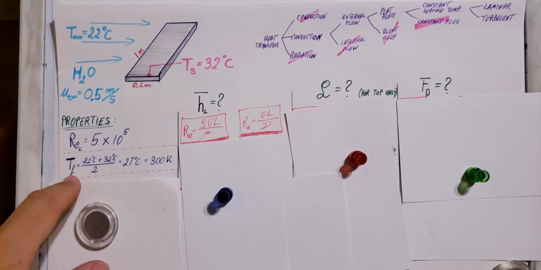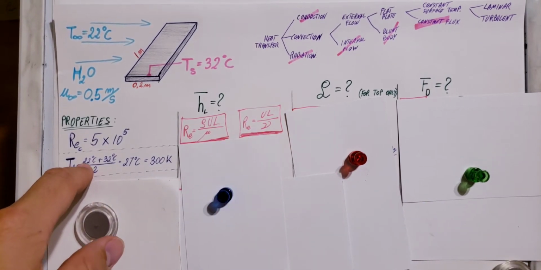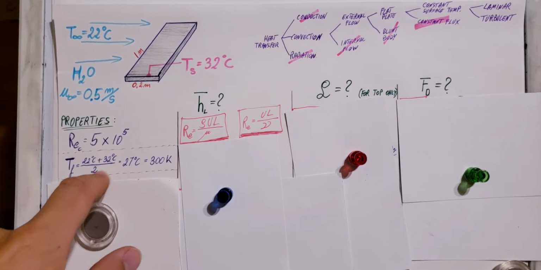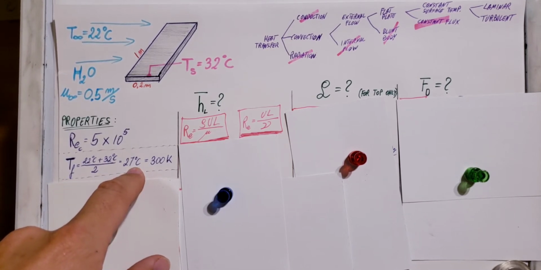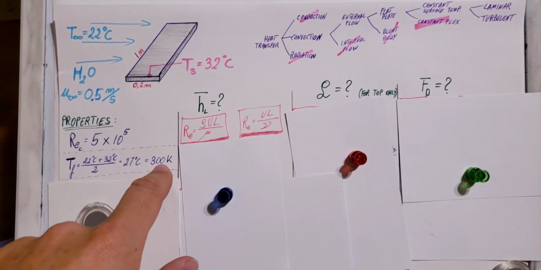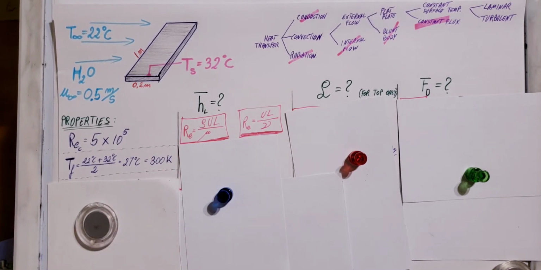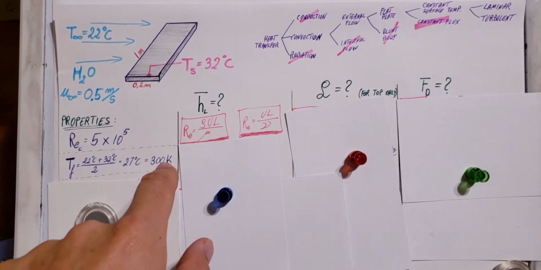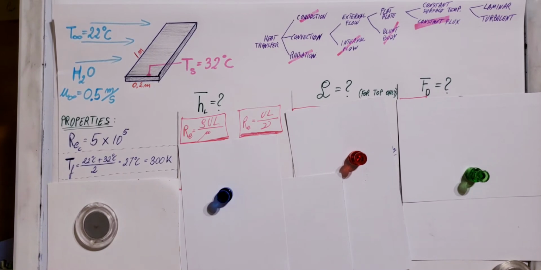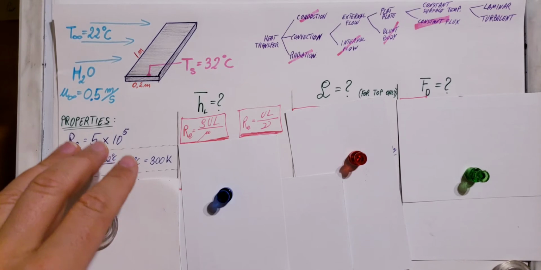Right here, our film temperature, 22 degrees plus 32 divided by 2, gives us 27 Celsius. Let's convert it to Kelvin since all our tables are in Kelvin, and we have 300 Kelvin. This is very good because most tables will have this number and we don't have to interpolate for it.